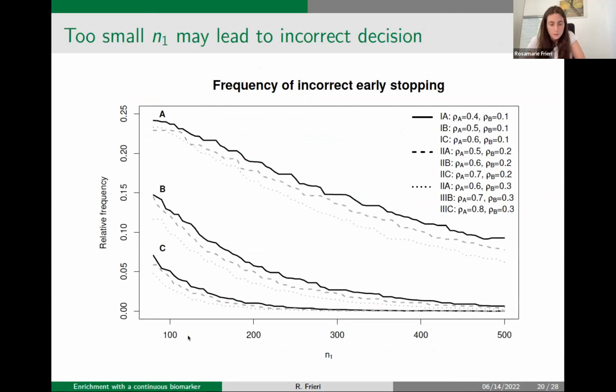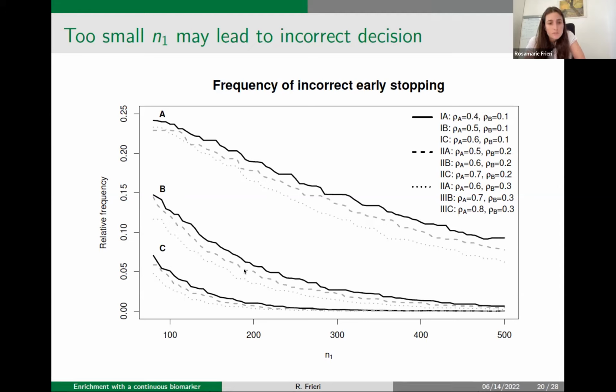So we consider here N1 on the x-axis, and on the y-axis, we have the simulated average probability of incorrectly stopping the study. That is computed as the sample proportion of times in which the study was stopped in the simulation, when instead it should continue. We observed three groups of lines, corresponding to rho A minus rho B equal to 0.3 for group A, 0.4 for B, and 0.5 for C. As the biomarker becomes more predictive, so across the three groups, this probability of incorrect decision strongly decreases.